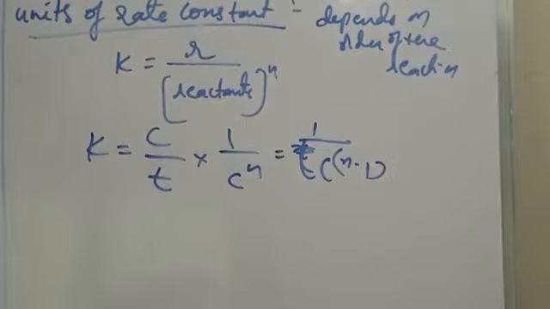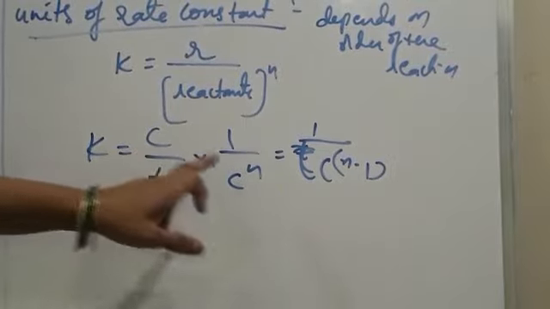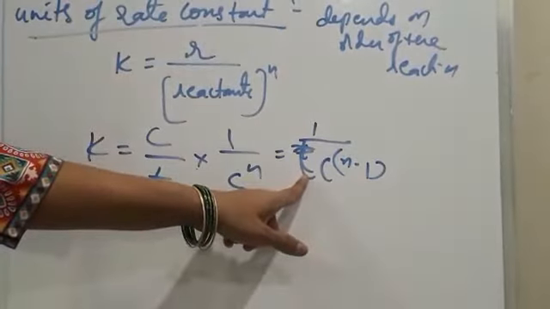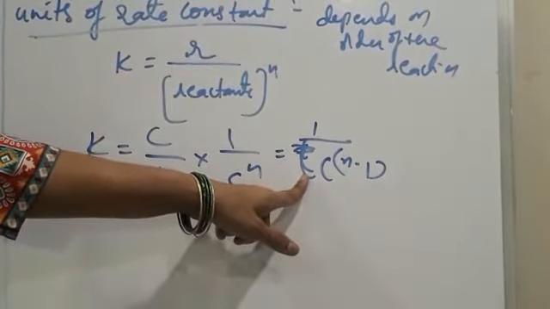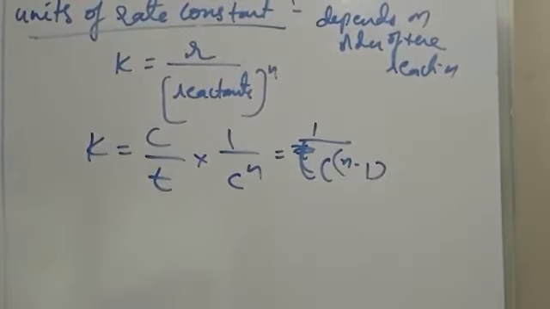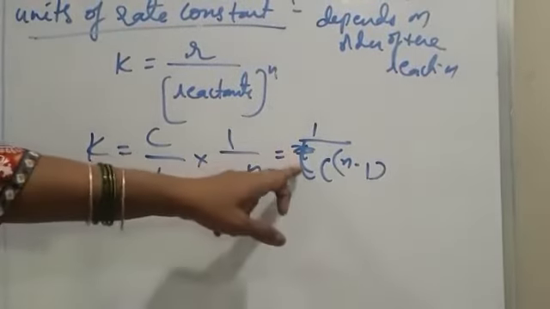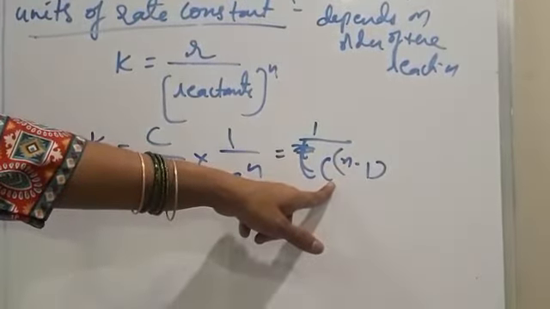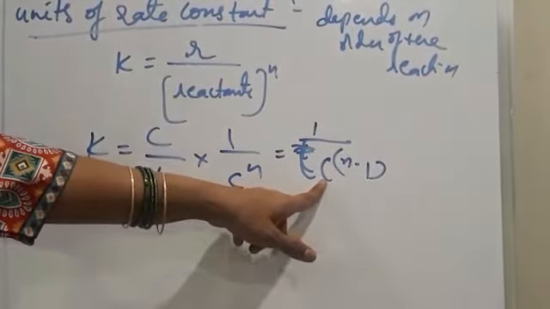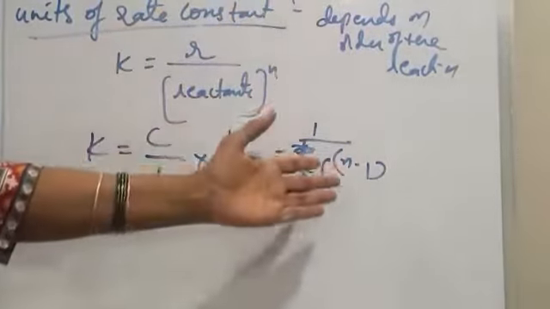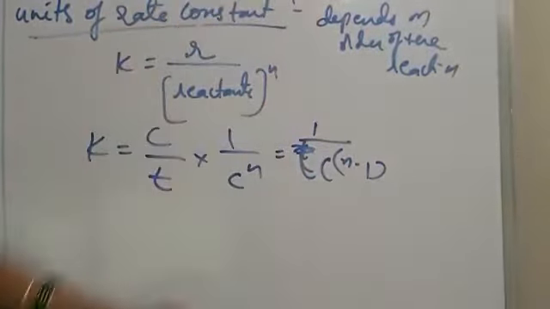So, here C gets cancelled. That's why 1 by T. What is T? Time. If we take 1 by T as second inverse, and concentration we can write as moles per liter. So, 1 by moles per liter is liters per mole to the power n minus 1.